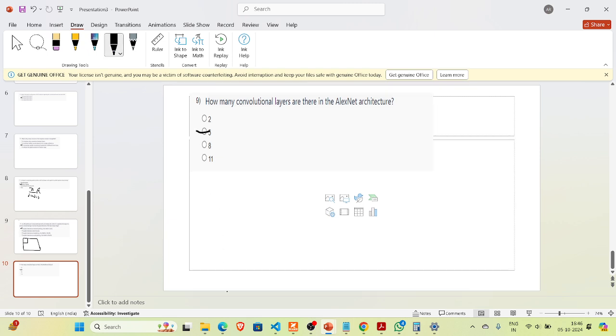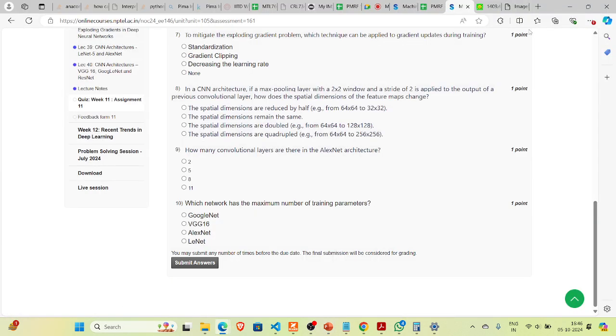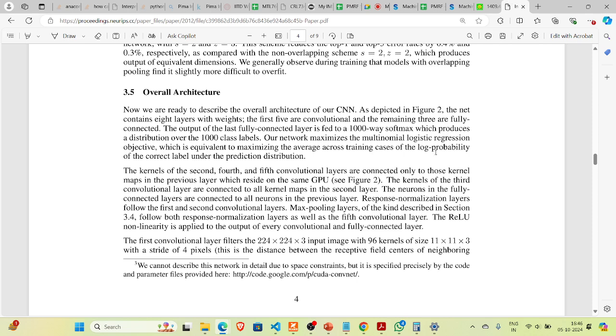You must study it carefully, because it is one of the most important papers, a breakthrough paper. There are three fully connected layers here. The output of the last fully connected layer is 1000 with softmax, which implies 1000 classes. So it produces a distribution over 1000 class labels, and it maximizes the multinomial logistic regression objective.